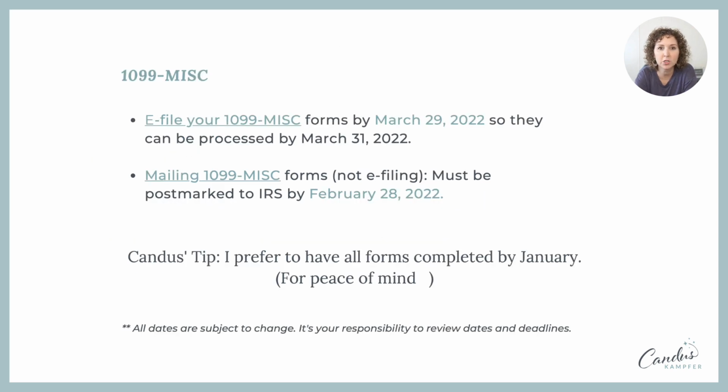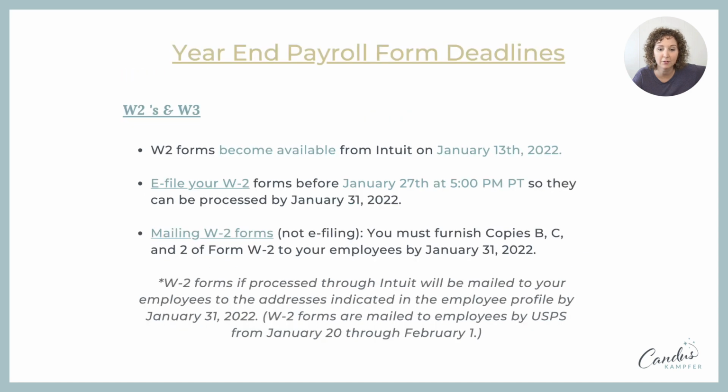Okay, let me know, have you started working on your 1099s or is this on your to-do list? The 1099 miscellaneous, we're talking the traditional miscellaneous form. Last year they switched and put just non-employee compensation on the NEC. So you're going to want to make sure these you have a little more time on. You want to make sure that you e-file these by the 29th so that they can be processed by the 31st if you're going to do it through Intuit. If you're going to mail it, you must mail it by the 28th so they have time to process it. My highest recommendation is just to get both the miscellaneous and the NEC done by the end of January, so you just have peace of mind that it's taken care of.